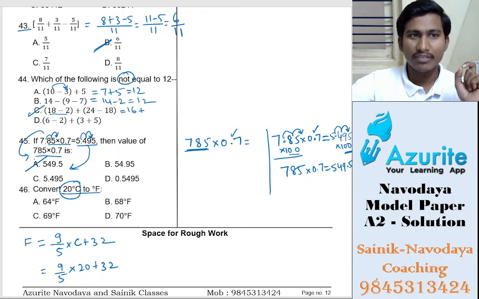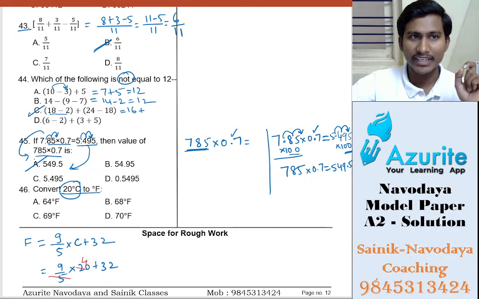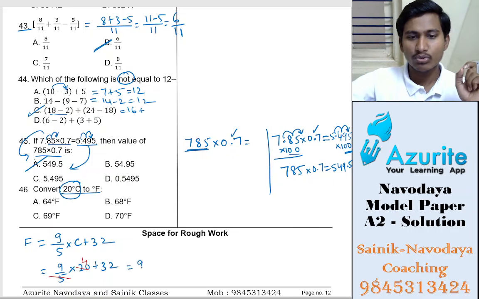So how do we cancel? 5 how many is 20? That is 5 4s is 20 here. So what is remaining? 9 4s. 9 4s is 36. 36 plus 32, right? So that is what will be the answer here. So 9 4s plus 32 as it is. 9 4s is 36. 36 plus 32.